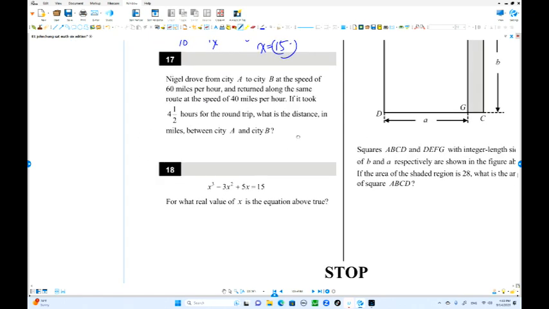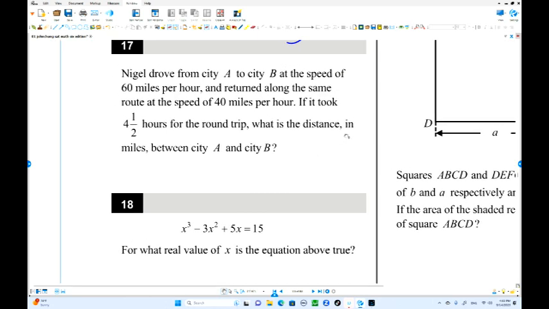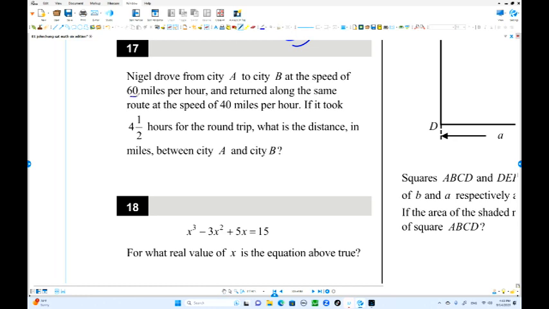Here we go, number 17. Nigel drove from city A to city B at a speed of 60 miles per hour. The return trip is at 40 miles per hour, and it took 4.5 hours for the round trip. What is the distance between city A and B? Let the distance be x or d. I'm going to use d.